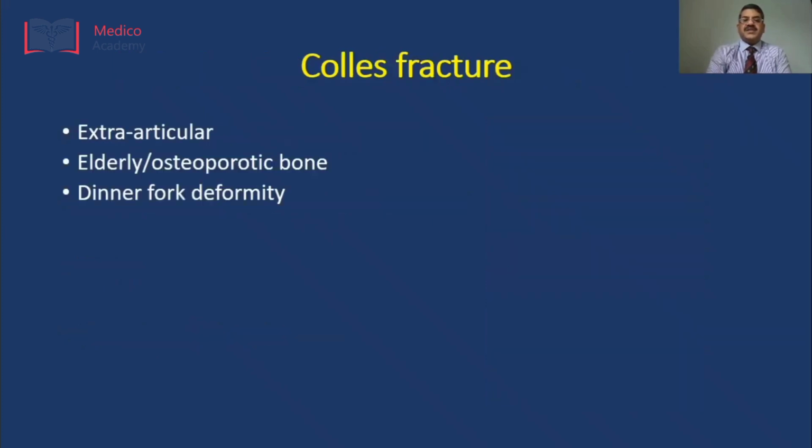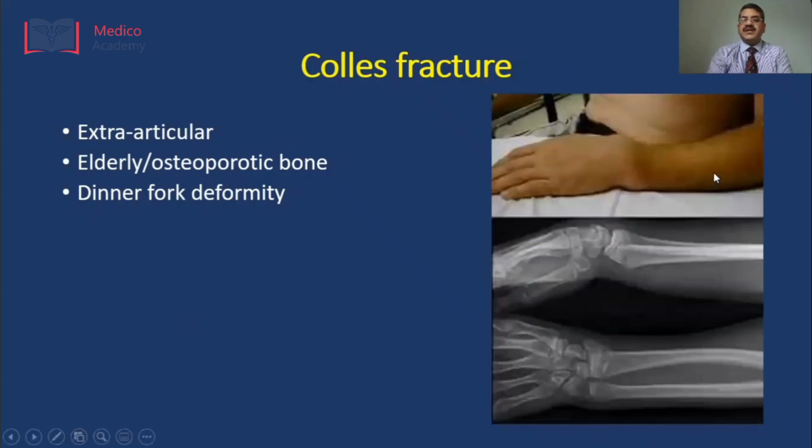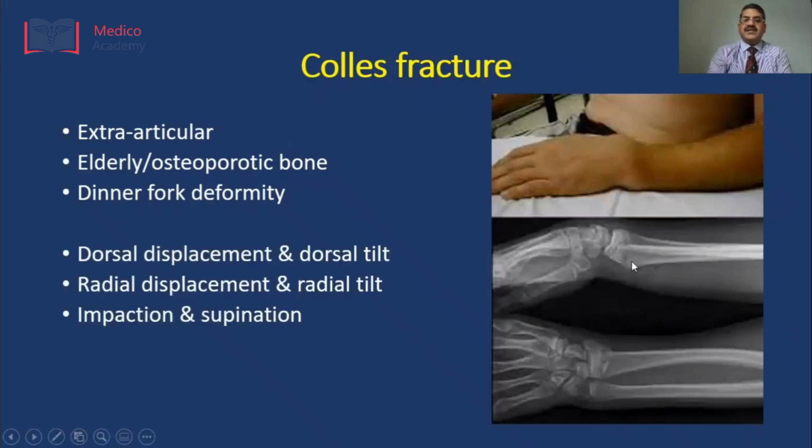A Colles fracture is typically an extra-articular fracture occurring in the elderly and in osteoporotic bone. It presents with a dinner fork deformity. You can see the typical dinner fork deformity here. And if you consider the X-ray, the radiology, these are the deformities. There is a dorsal displacement and a dorsal tilt. There is a radial displacement and a radial tilt, and there is impaction and supination of the fragment. So these deformities comprise the elements of a Colles fracture.